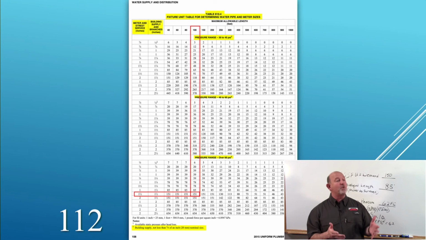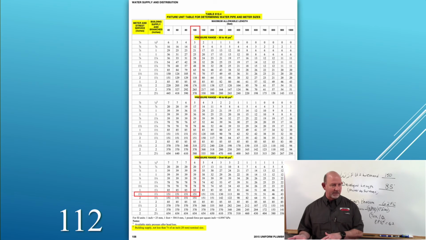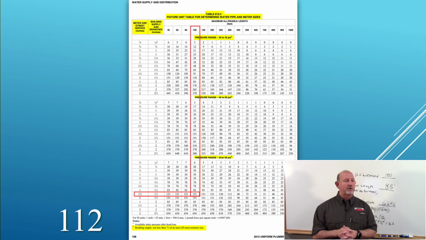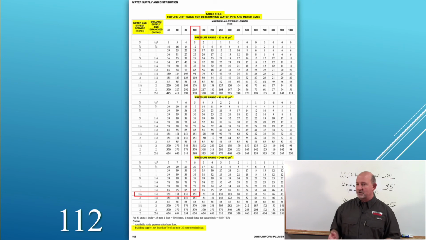So if I was running 81 foot, I'd have to step up to 100. Or 90 foot, I'd step up to 100. 101 foot, I would then step up to the 150 column. Okay? So it's got to be that number or less. In this case, 80 won't cover 85, so I have to step up to 100.